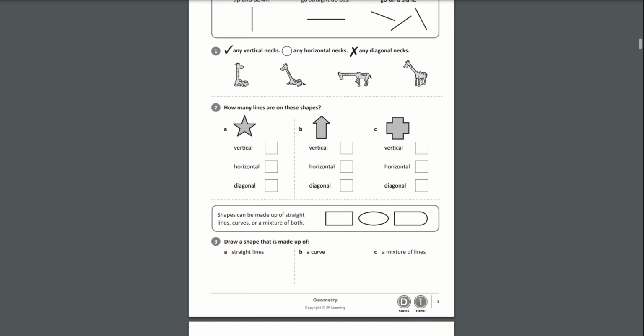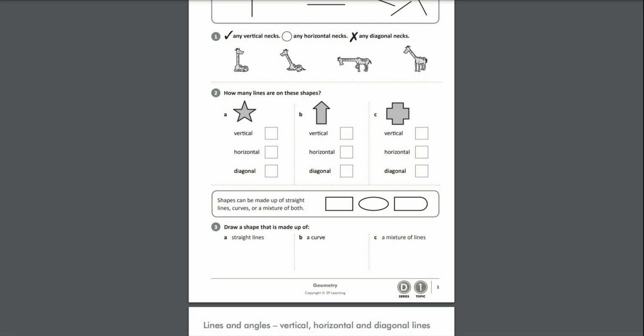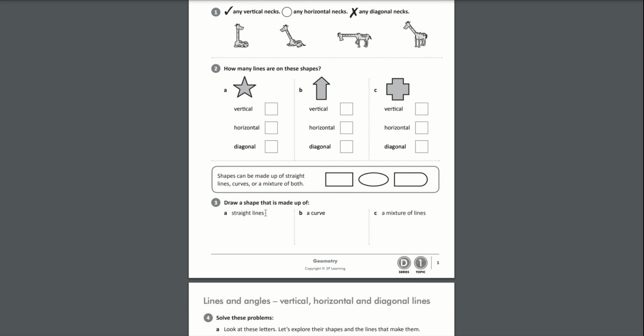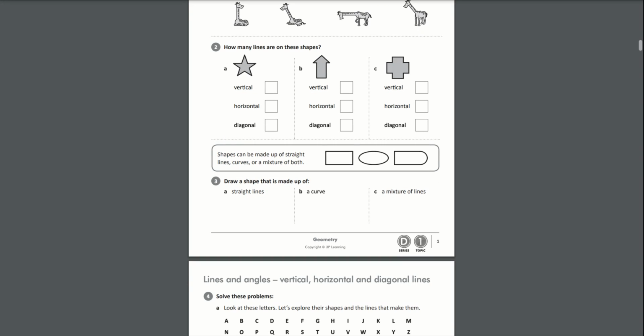Let's continue down. And it says here, shapes can be made up of straight lines, curves, or a mixture of both. And these are just picture examples. And it wants you to draw a shape that is made up of only straight lines. Okay, so any shape at all. It could be a completely made up one, but it has to be made up of straight lines. Then draw a shape that's made up of only a curve, and then draw a shape that's made up of a mixture of curves and straight. That's page number 1 done.